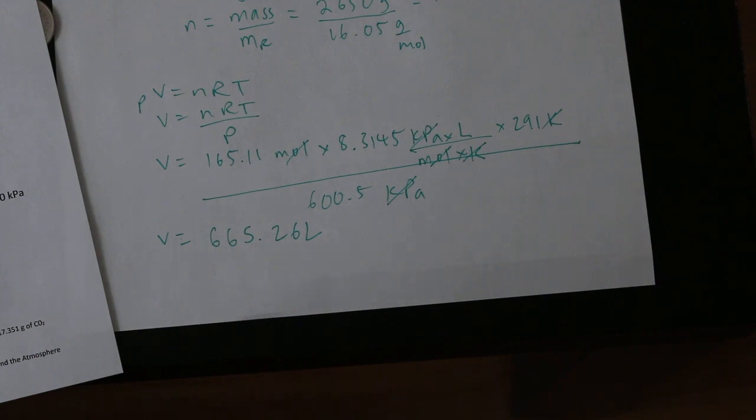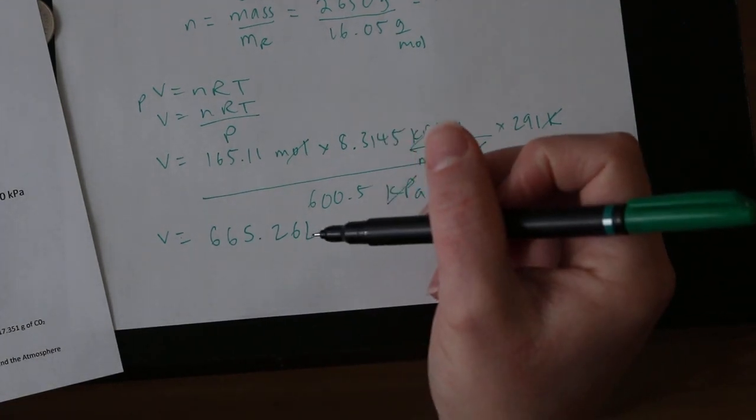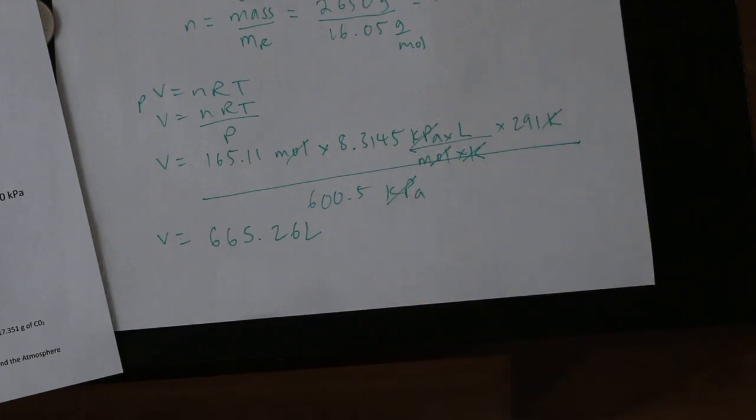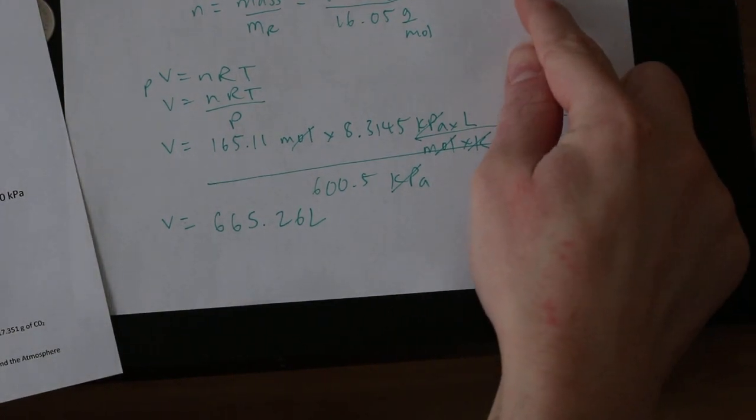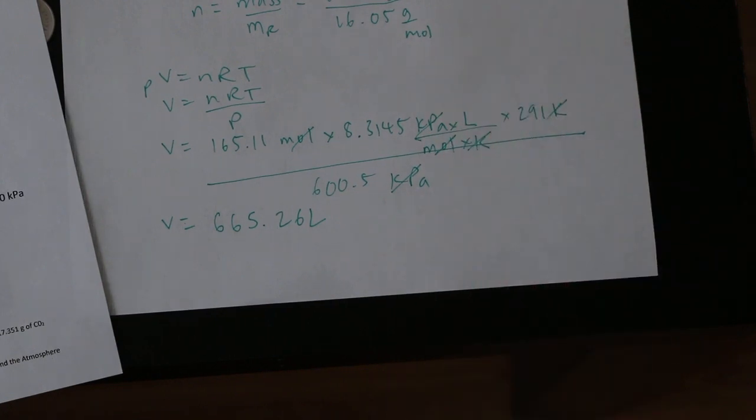Yep, and the answer key here is telling us that it's 666 liters. So the exact answer you get is going to depend on where you rounded, but as long as you show your working and get something that's in the ballpark, you know you're right. So if you had rounded up some of these numbers, it would have changed your final answer. But we got 665.26 liters instead of 666 liters just because of the numbers we used.